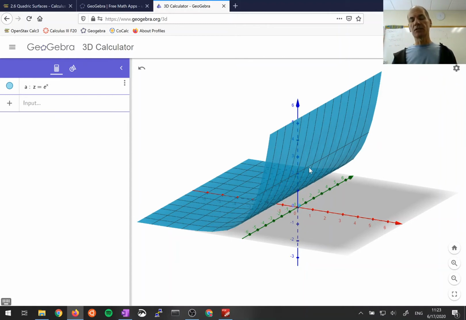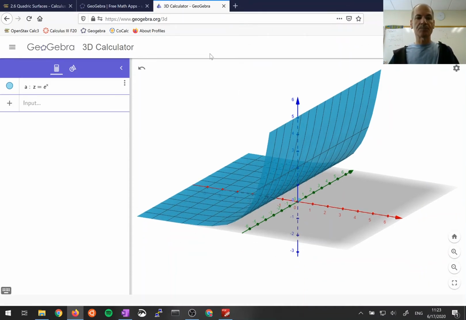This too is called a cylinder. It doesn't look like a cylinder, but any kind of surface that's constructed from a curve and then extended parallel to some axis is considered a cylinder in this mathematical context.